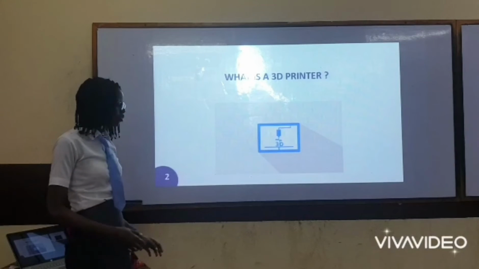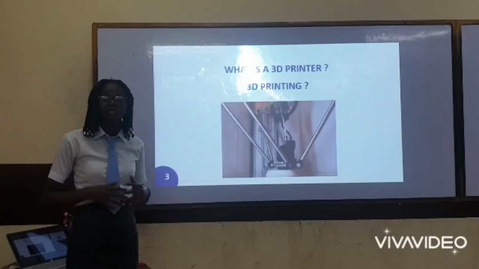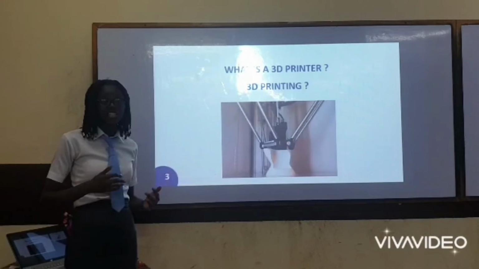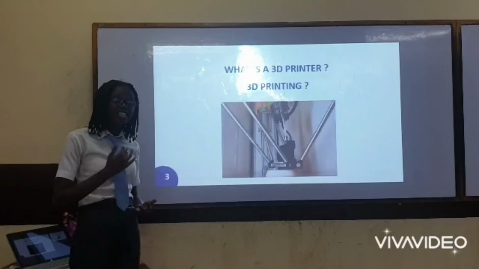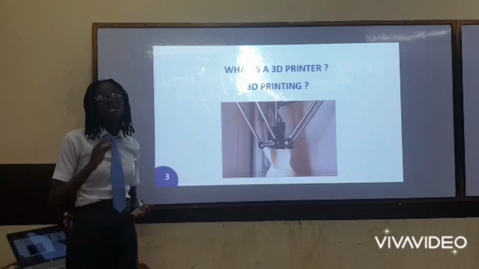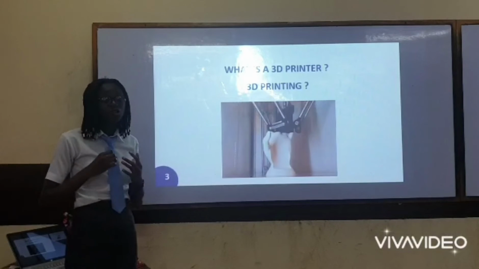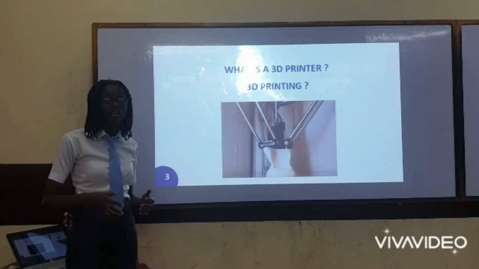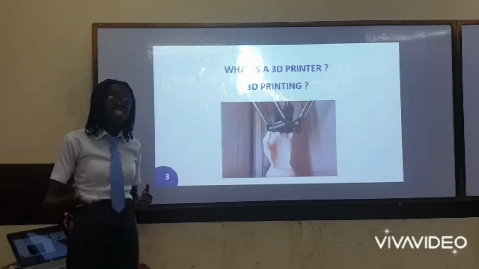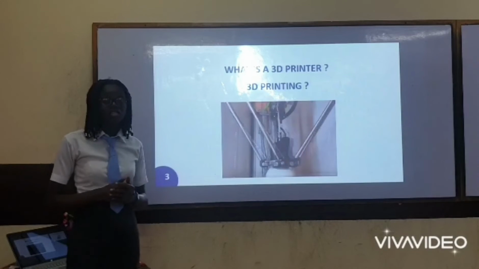So, what is a 3D printer? To explain what a 3D printer is, we have to explain first the process of 3D printing. So 3D printing is part of the process known as additive manufacture, where an object is created by adding material layer by layer. It creates a solid object from a digital file. So we can say that a 3D printer is a machine which allows 3D printing processing.